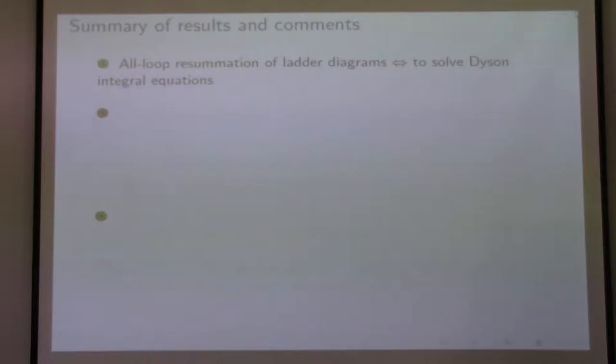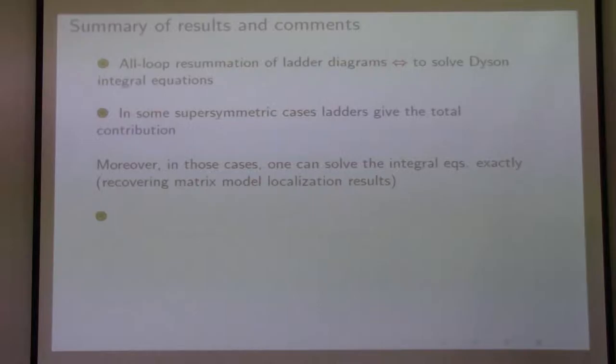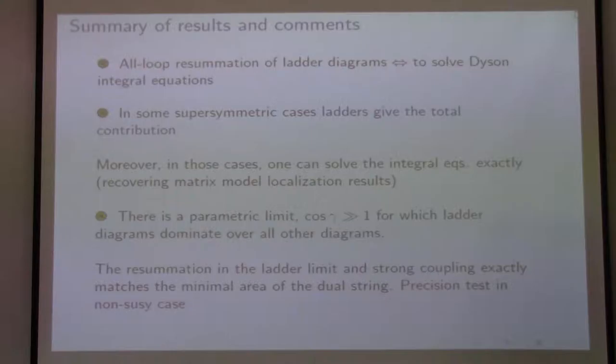So I think this is more or less all I wanted to say. Let me just make some final comments. What I tried to tell you is how the sum of ladder diagrams can be translated into Dyson equations, either for expectation values or for correlators. And then we discussed two cases, one in which the Wilson loops or the correlators become supersymmetric. In those cases, the ladder summation counts everything, because there are arguments to claim that the things we are not taking into account cancel. And moreover, in those cases, we were able to solve exactly the integral equations and obtain answers that exactly agree with matrix model results.